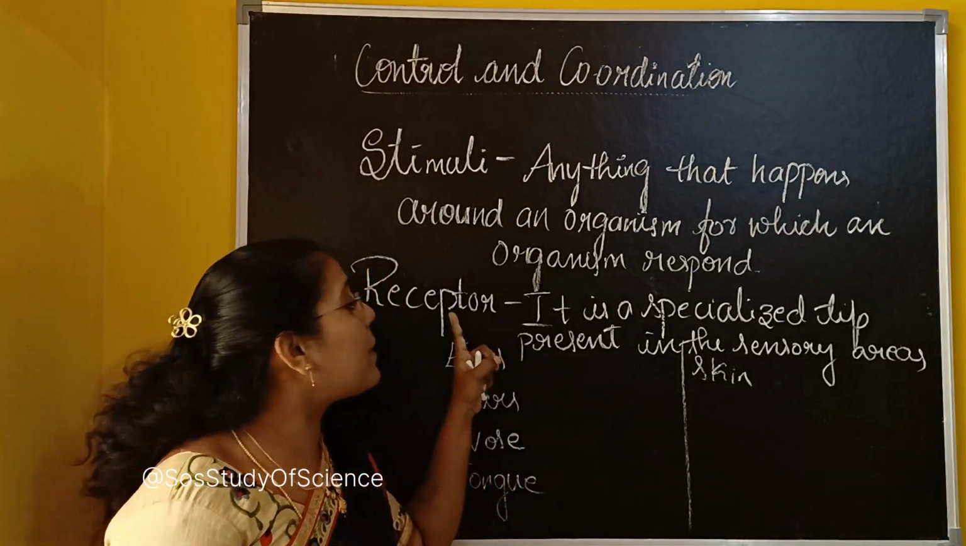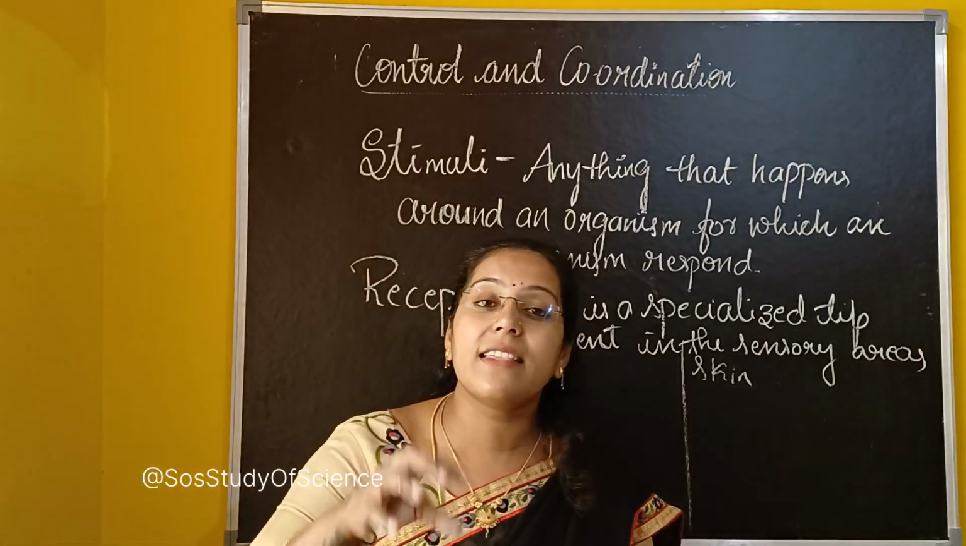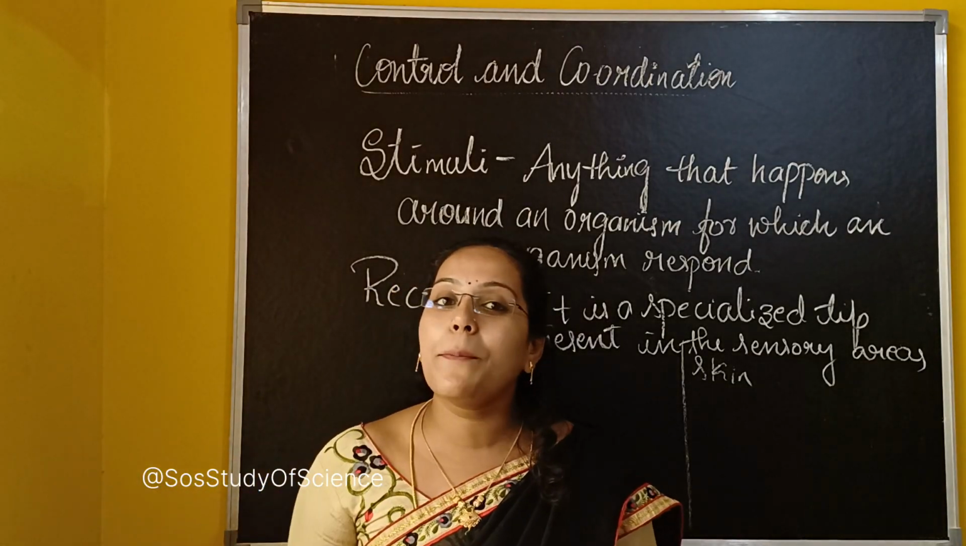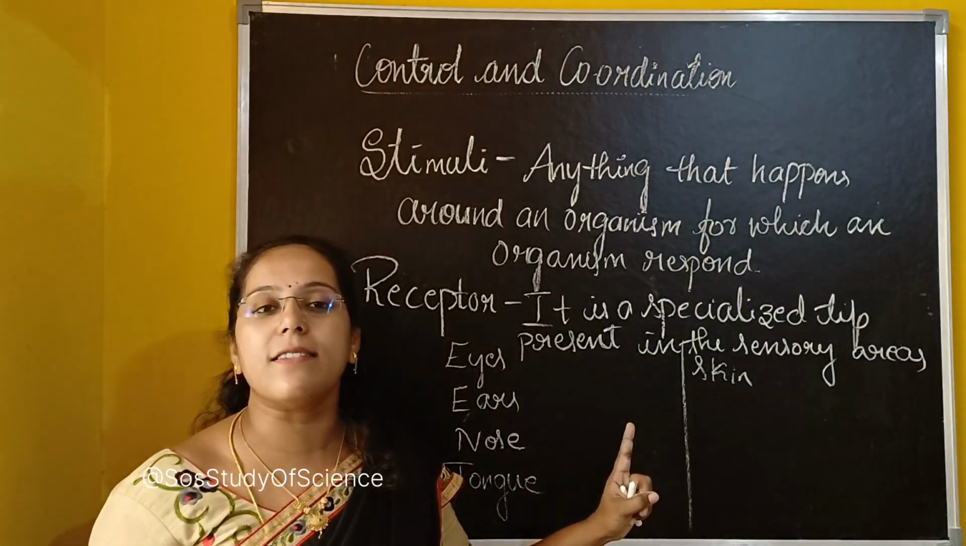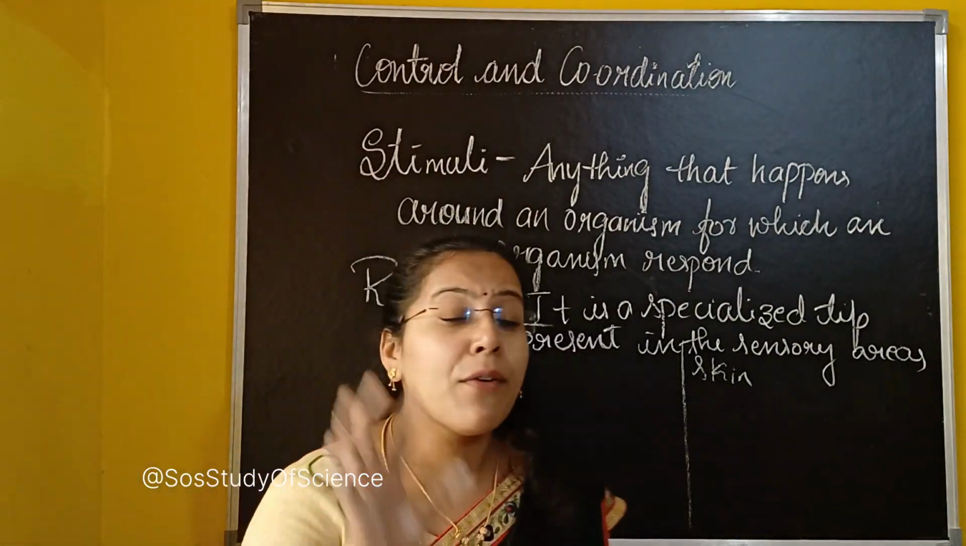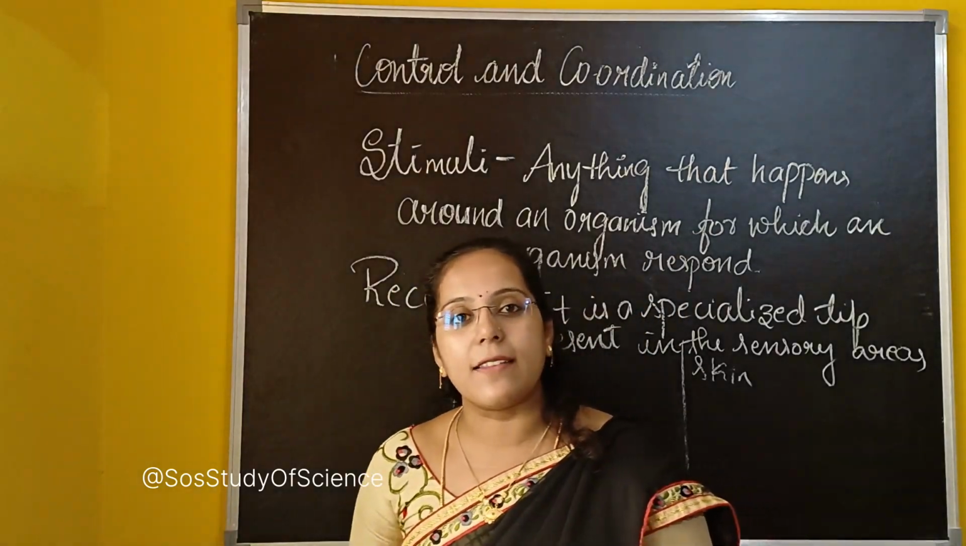Why? Because receptors are specialized tips. What are receptors? They are specialized tips. Where are they present? They are present in the sensory areas or sense organs. How many sense organs do we have? Five sense organs. In all the sense organs, we have receptors.